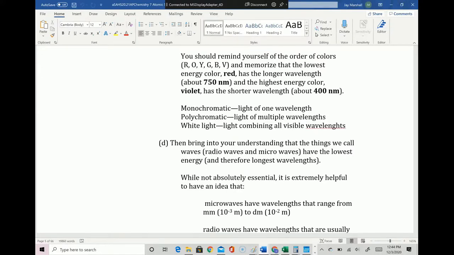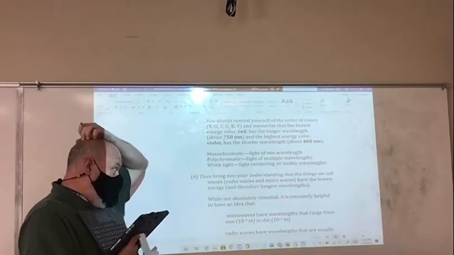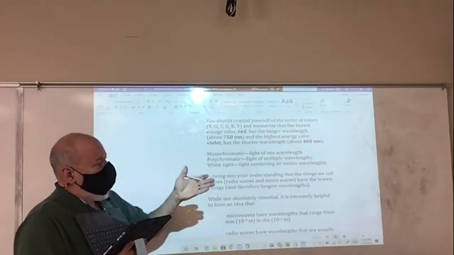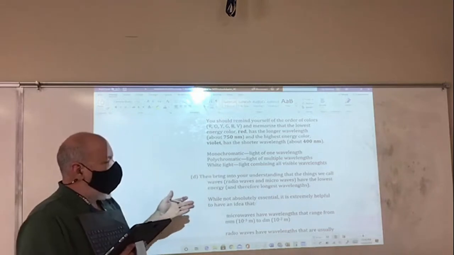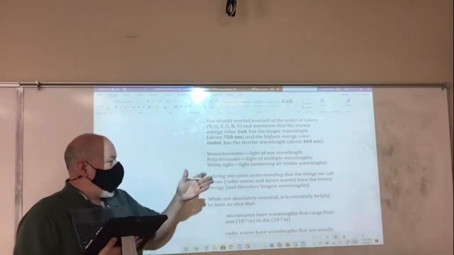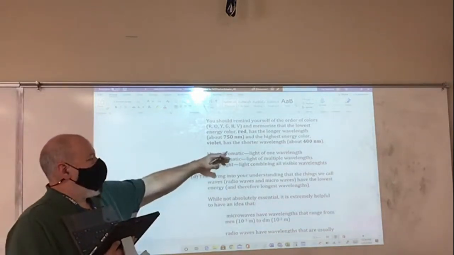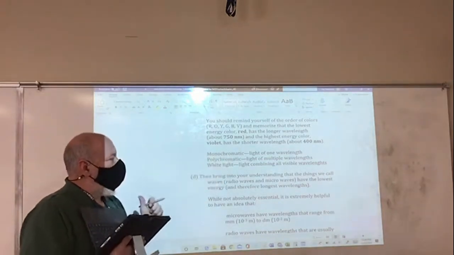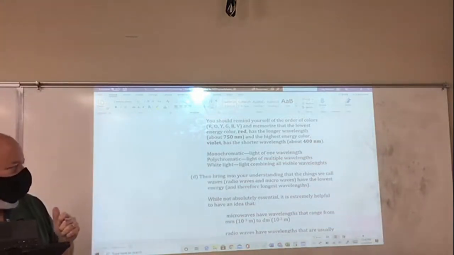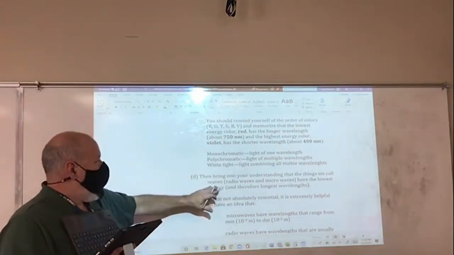And then we have some terms here. If I just have an electromagnetic wave of one wavelength, that's called monochromatic light. If I have light of multiple wavelengths, and it doesn't have to be a continuous range of frequencies, it can be a frequency here, and then a frequency here, and then a frequency here, that's polychromatic light. And then if I combine all of those frequencies, I get white light.